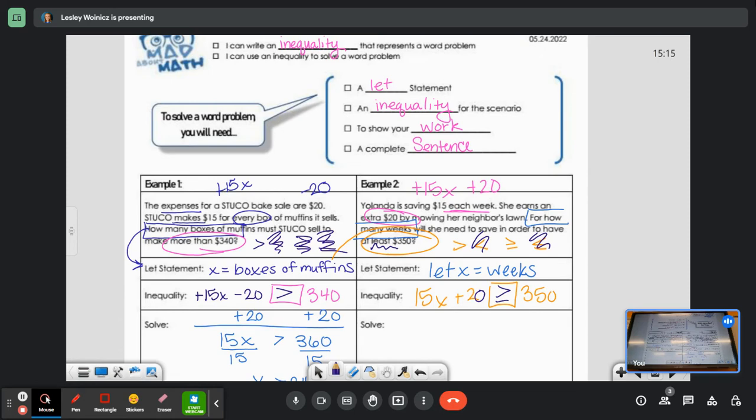Okay, so you have here the difference between everything is positive versus we have expenses that come out of our profits. You have here the difference between more than and at least. You guys seeing these side by side? Is this helping to compare? Okay, perfect. Mission accomplished. Now we're going to solve them.